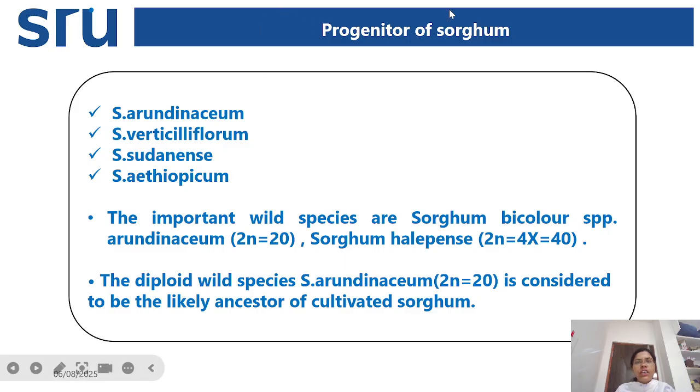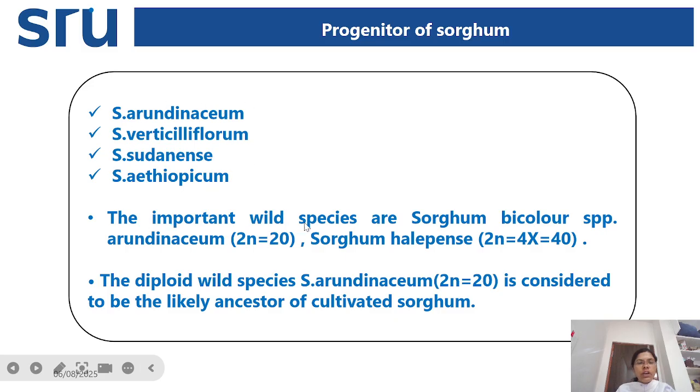Next, coming to the progenitors of sorghum. Generally, we have four progenitors in sorghum. The first is Sorghum arundinaceum. Next is Sorghum verticilliflorum. Next is Sorghum sudanense and Sorghum ethiopicum. These are the four progenitors of sorghum.